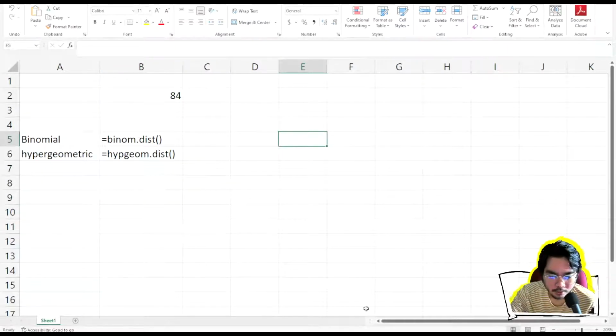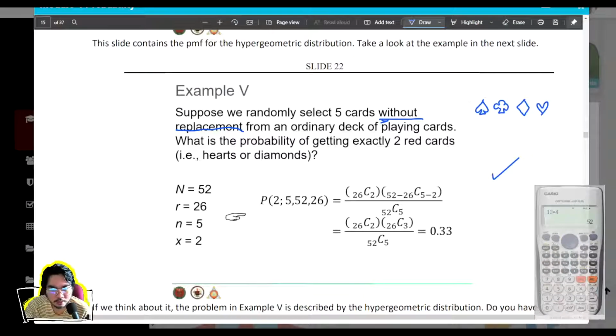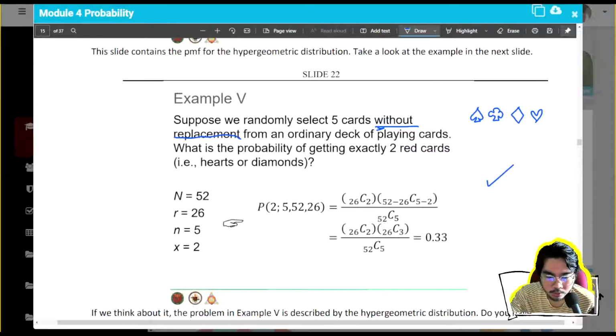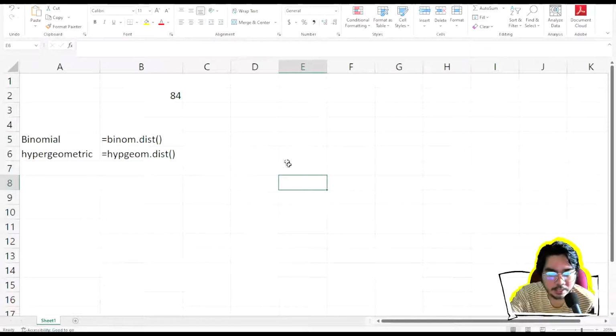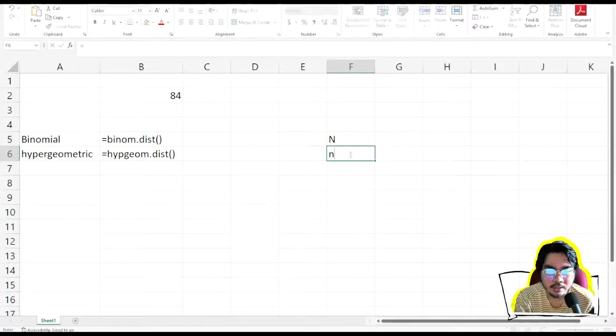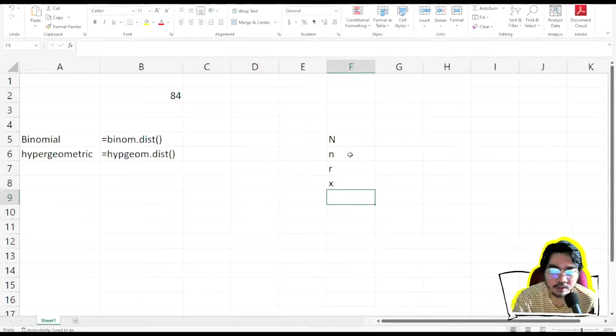Okay, so let's try the problem na nakalagay, no? Ulit, ano yung stipulation dito? Meron daw tayong standard deck which has 52 cards. Tapos magse-select tayo ng 5 cards without replacing them. So hindi natin ibabalik dun sa deck. So ano yung probability of getting exactly 2 red cards? Okay? So dito, kailangan natin ilagay lahat ng variables natin. Okay? So again, this is a hypergeometric function. We have N, small n, r, and x, no? Tama ba?